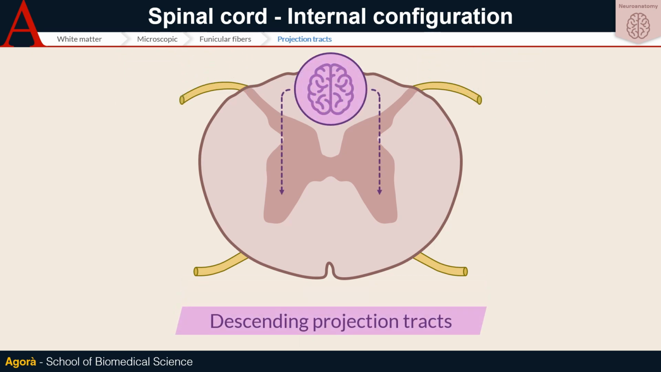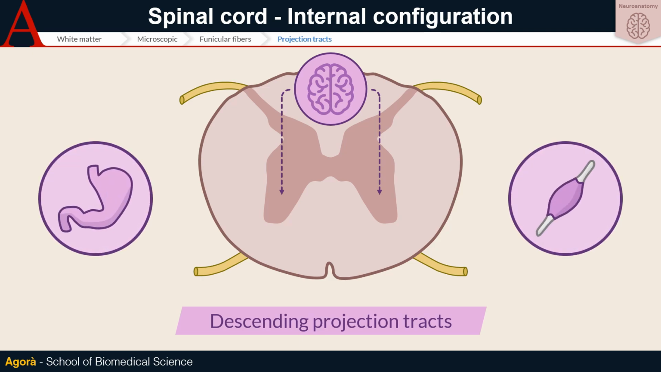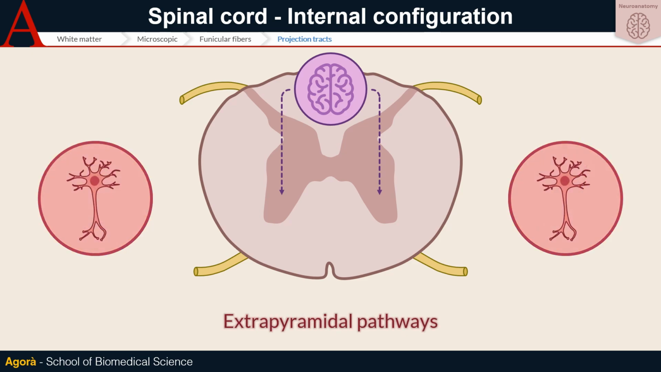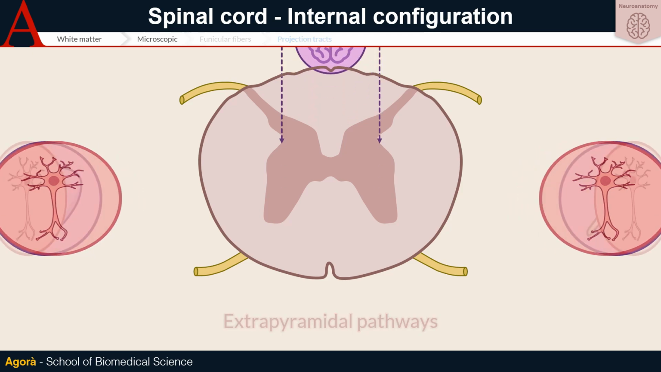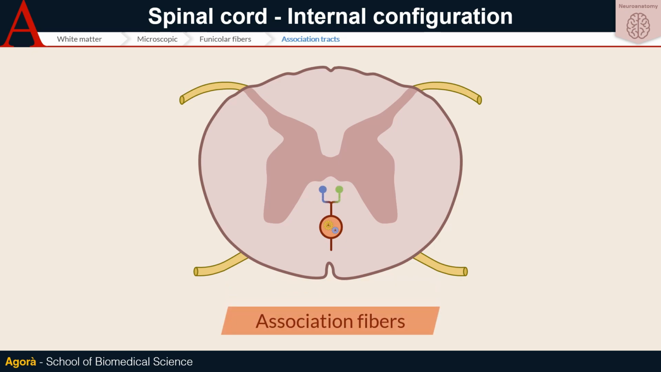2. Descending projection tracts. These connect supraspinal centers located above the spinal cord to the grey matter of the spinal cord. Some of these tracts have a motor function, influencing both internal organs and the skeletal muscle system. These are known as pyramidal pathways. The other portion has a regulatory role on motor neurons, known as extrapyramidal pathways. Instead, association tracts link various segments, neuromeres, of the spinal cord internally, running alongside the grey matter.